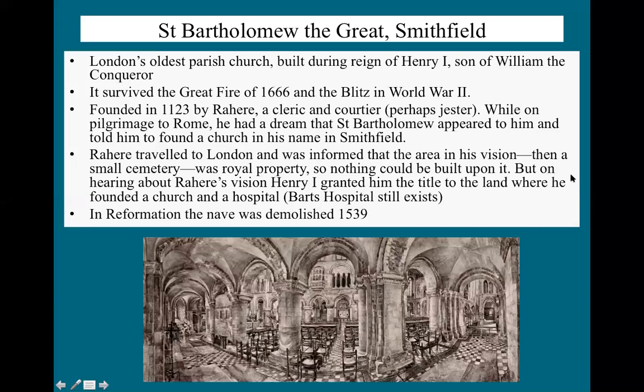The other great Norman building that exists still in London is the Church of St. Bartholomew the Great in Smithfield. It's actually the oldest parish church. It's 12th century, and it has survived all sorts of disasters. It survived the Great Fire. It survived World War II.